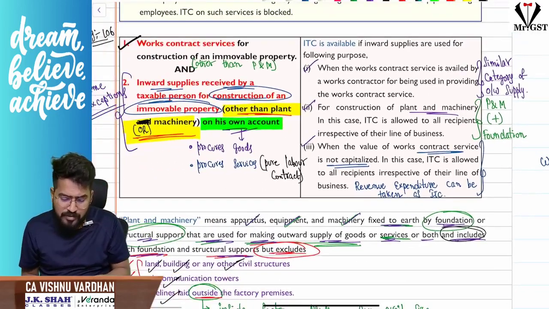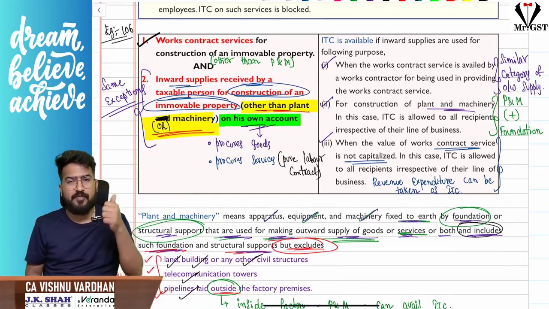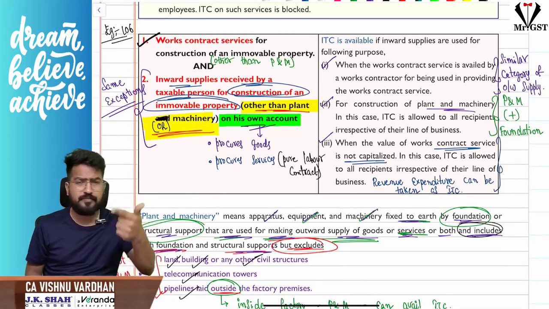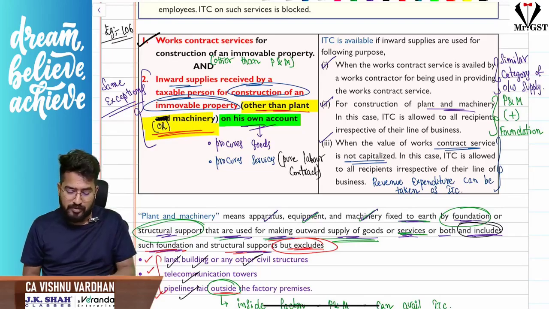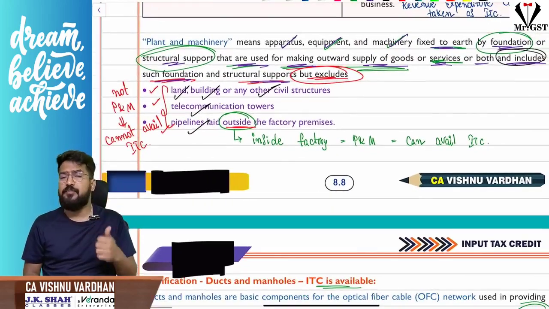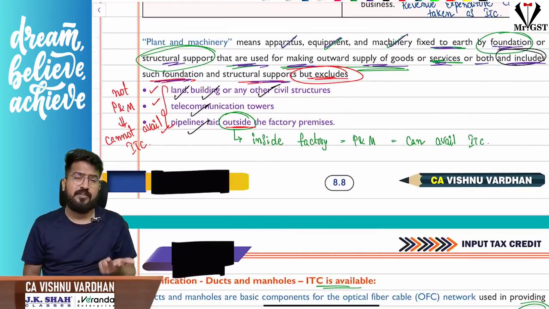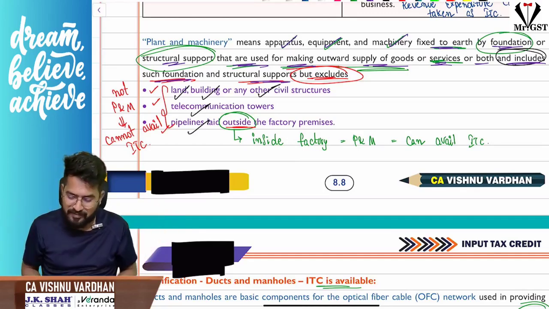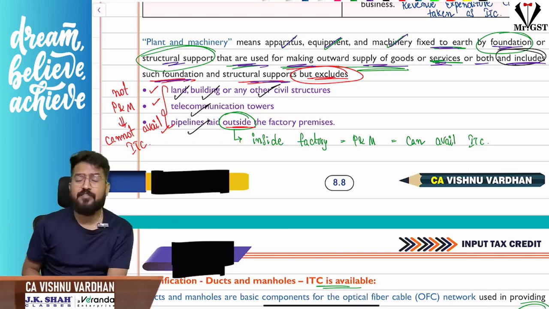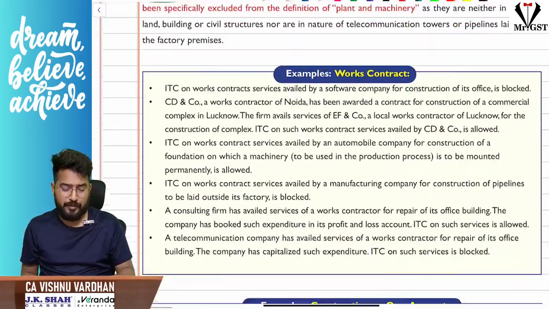So works contract services and construction on own account, in both the cases, sir, you cannot take ITC. But if it is for providing similar category of output supply, or if it is related to plant and machinery, or if it is revenue expenditure, you can take ITC. Plant and machinery excludes land and building, civil structures, next telecom towers, and any pipelines laid outside the factory. These are excluded from the definition of plant and machinery, so you cannot take ITC. That is the point. Fine. So suppose if the pipelines are laid inside the factory, then it is plant and machinery, you can take ITC on that. So that is the concept. Hope it is clear for you.